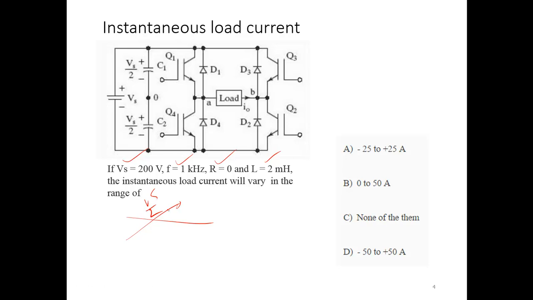The instantaneous load current will vary in the range of what? What will be the range between the minimum and maximum? It will vary because you know the Vs, you know the L. This is the slope of the line. This will be only 50% of the time. If the frequency is 1 kilohertz, that means the period is 1 millisecond, then it will be on for half a millisecond. How much is it going to go? You should be able to do that. Okay, that is the one.